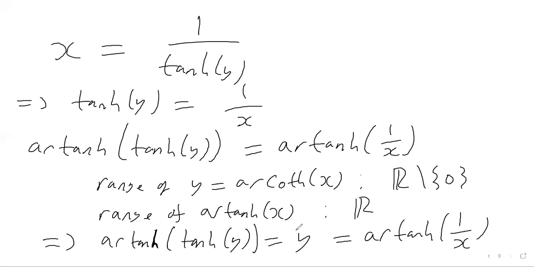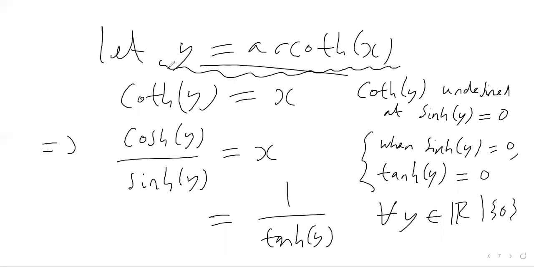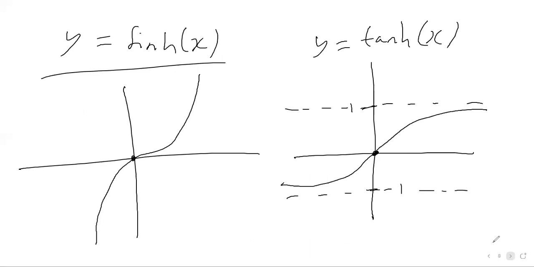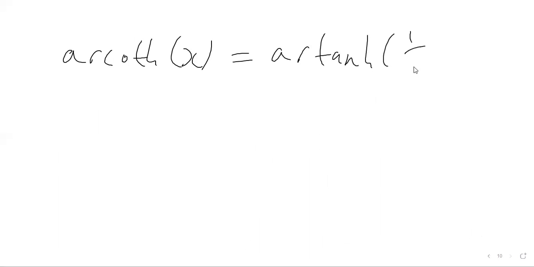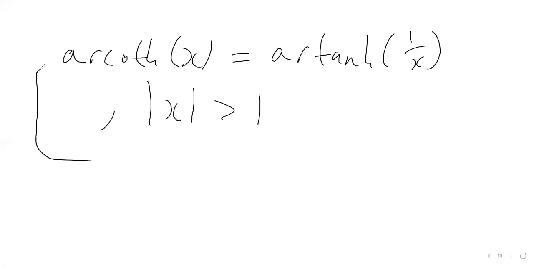And therefore, what we can conclude is that since y equals artanh of 1 over x, and we know that y equals arcoth of x from that page there, we can therefore conclude that arcoth of x is exactly equal to artanh of 1 over x for all x values in the domain. They both share the same domain, don't they? Because they're exactly the same function. So for all x in the domain where the modulus of x is greater than 1. So I'll just write that there, modulus of x greater than 1. So that result is true.